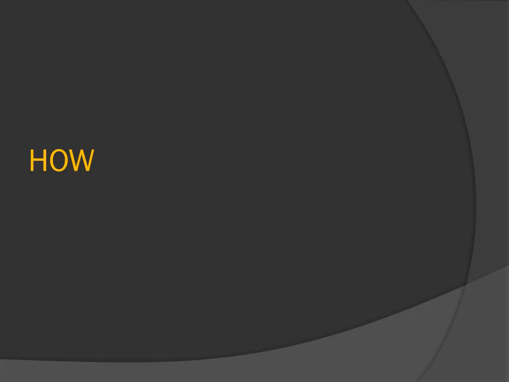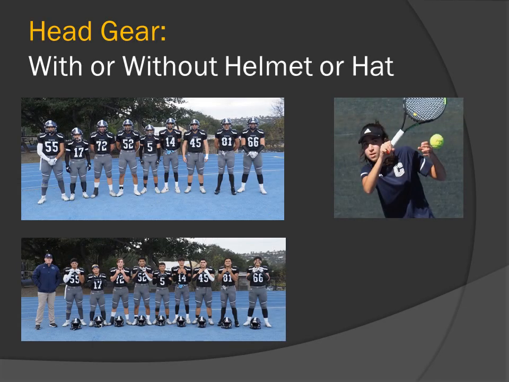How? Headgear, with or without helmet or hat. Picture, top left. Football players, just as they are on the football field, they have their helmets on. But you can't see their face, so you don't know who they are. Bottom left, helmets off. Now you can see their face and you can recognize them. Much better.